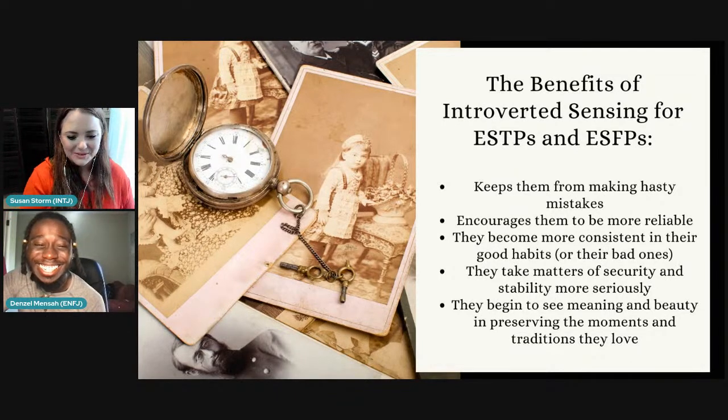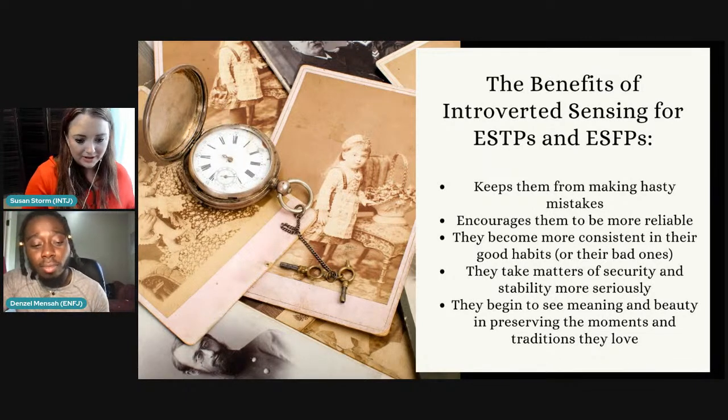No. What Denzel said is right. So if you're going to develop introverted thinking as an ESTP or develop introverted feeling as an ESFP, then you're going to have some of these same effects. You're not going to make as hasty mistakes, and you're going to be less impulsive and flying by the seat of your pants. But integrating introverted sensing as your oppositional role can also have this similar effect.